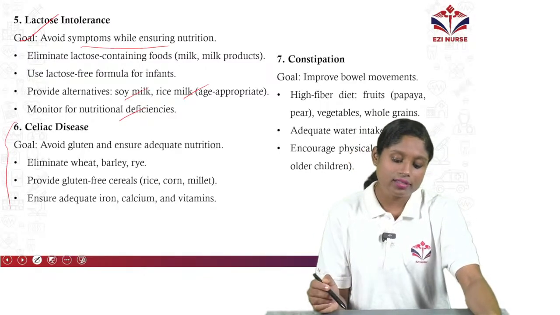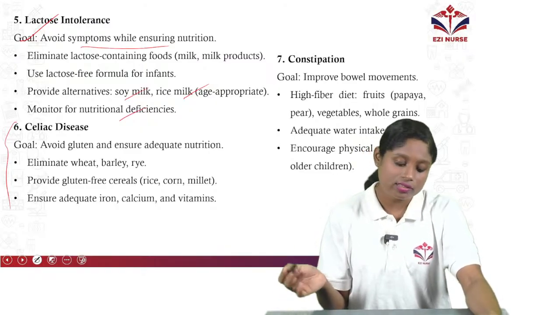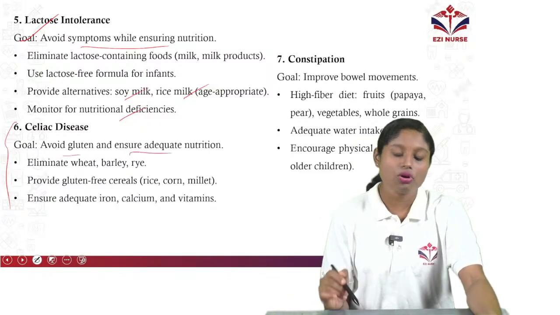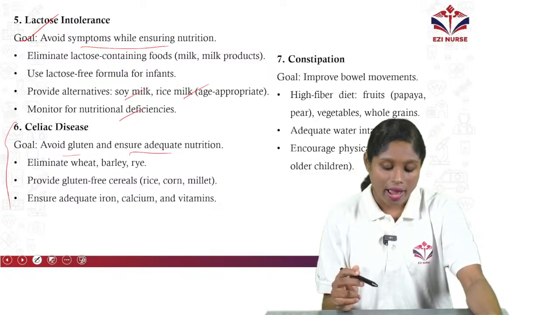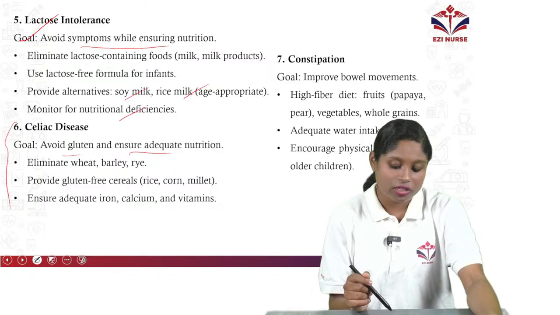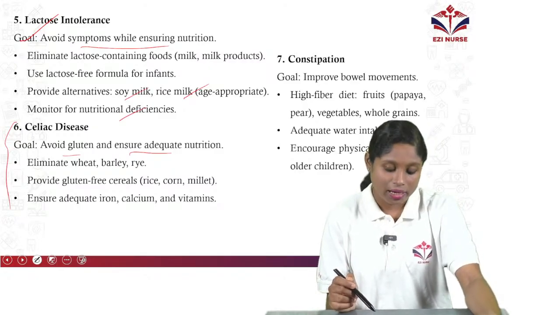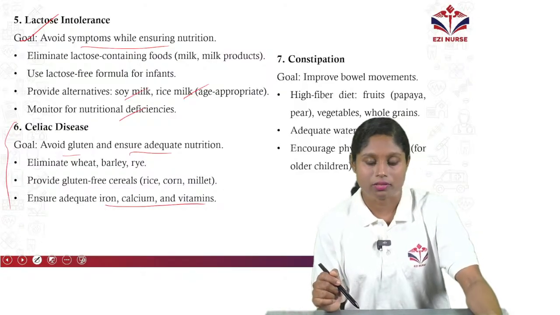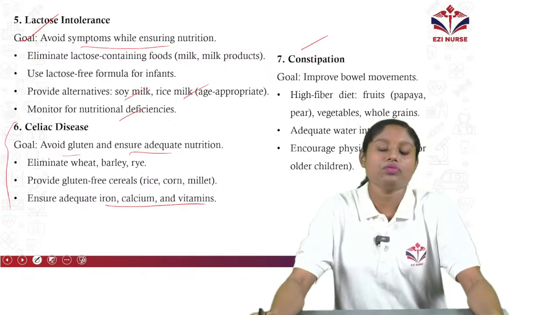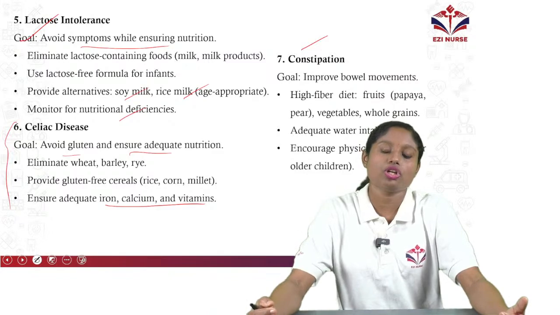Coming to celiac disease, the baby suffering with celiac disease, avoid gluten and ensure adequate nutrition. So they need to eliminate wheat, barley and rye, provide gluten-free cereals like rice, corn, millet, ensure adequate iron, vitamins and calcium supplements. Constipation. It's very common in babies and children.